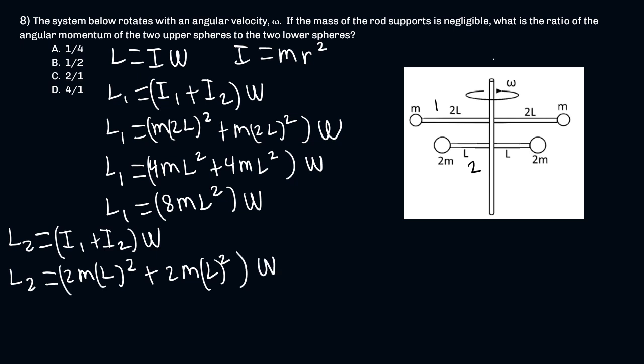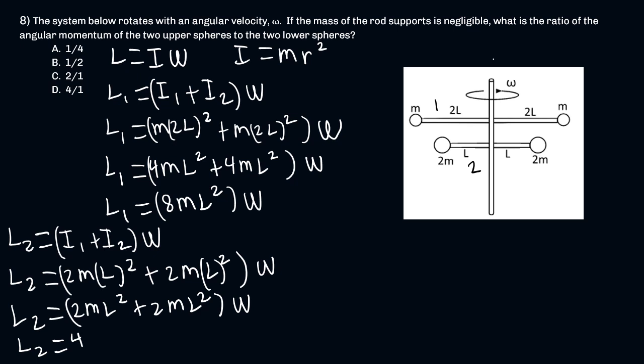Now going further with the algebra here, we have 2mL squared. That is really just, again, 2mL squared. So let me just show the work here. 2mL squared plus 2mL squared times omega. If we go one step further, adding these all together, L2 is going to end up equaling 4mL squared all times omega.